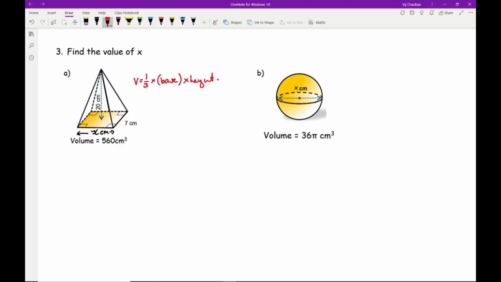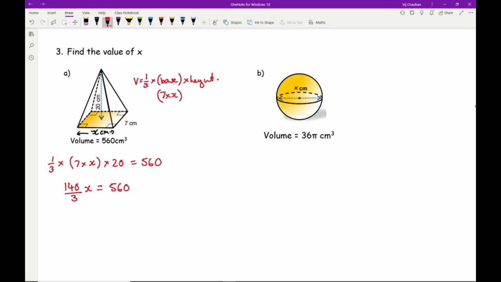So here we've got, now the base is going to be 7 times x. So writing this all in, we've got V equals, well, the volume, let's first of all write down this first step. So here we've got 1/3 times, and then the base is going to be 7 times x times 20, and that all equals 560. So simplifying the left hand side, I've got 1 times 7 times 20, which is 140, over 3, and then we've got x equals 560.